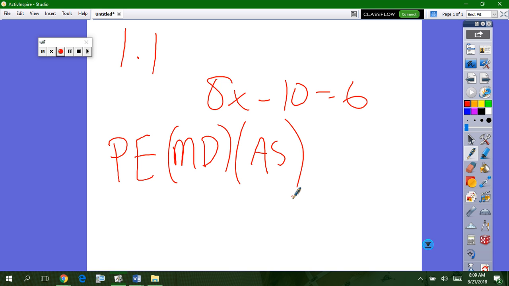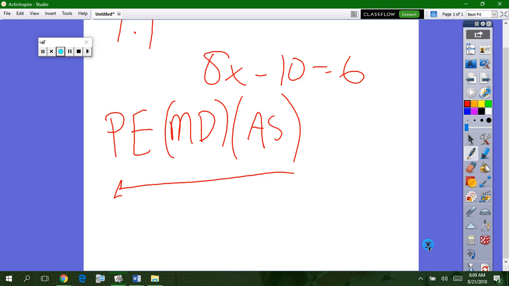What else is after this? Addition and subtraction, whatever it is, left to right on those as well. But when we solve, we go backwards. We do this stuff all the way backwards, right? So we get rid of the subtraction first. Then we get rid of the multiplication. Does that make sense to everybody?